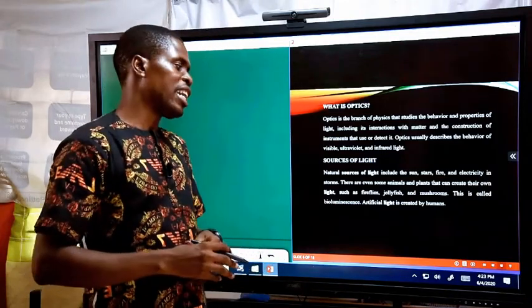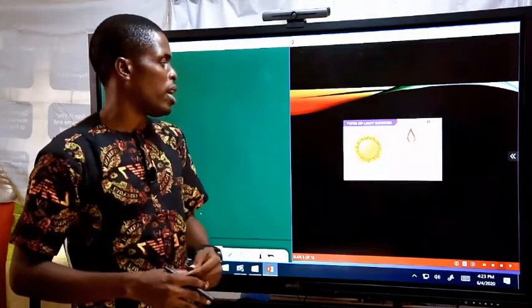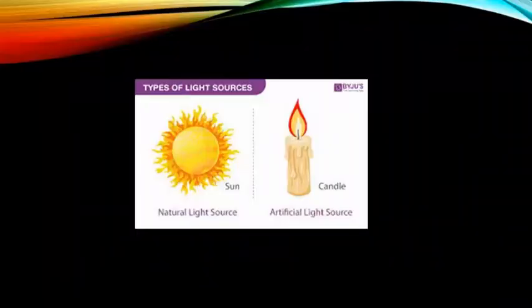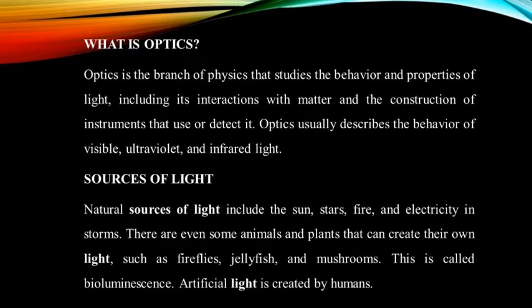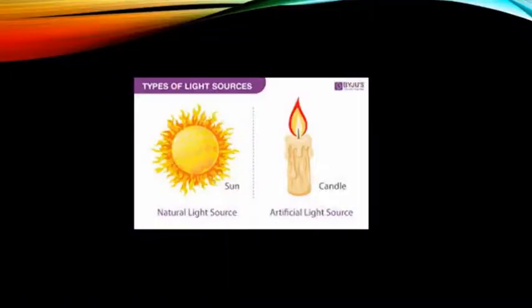For artificial light, these are lights created by humans, and you can get such from the candle. We can talk about light from some other sources that are artificial. We have the candles, we have some form of electricity, and so on and so forth. So light from the sun is a typical example of a natural source of light.